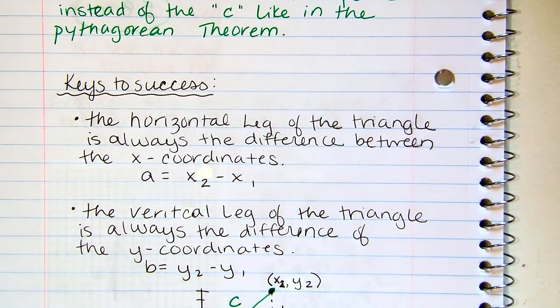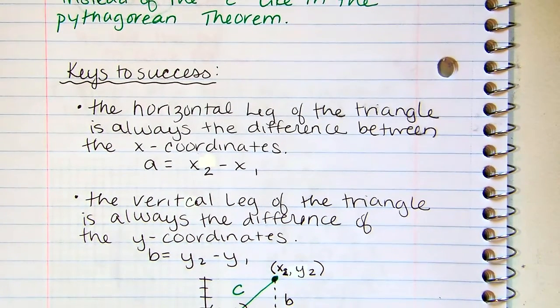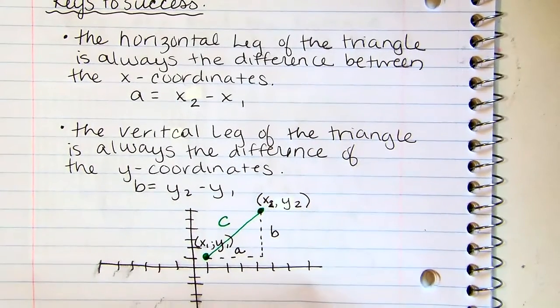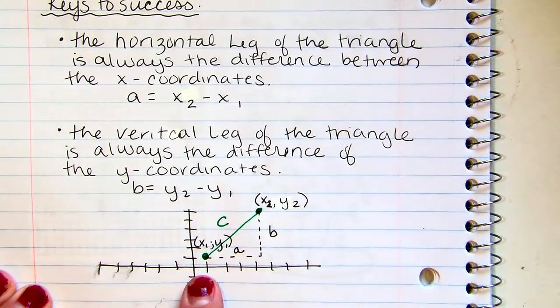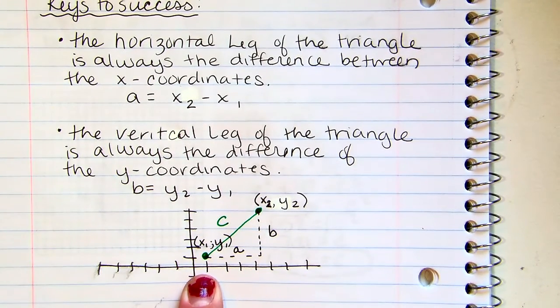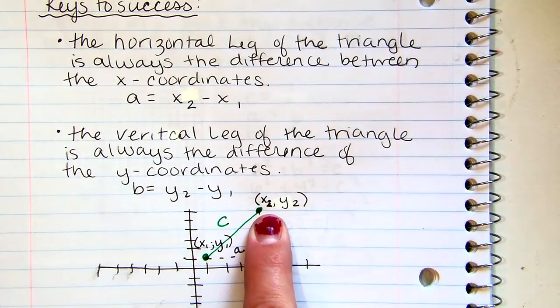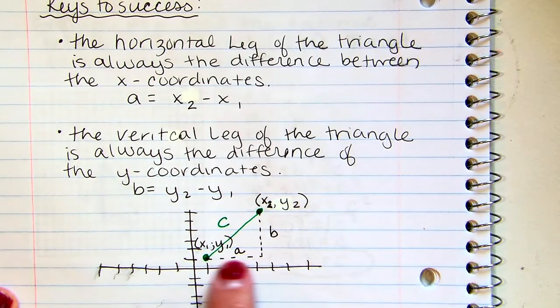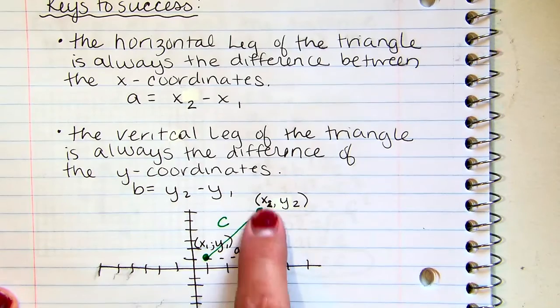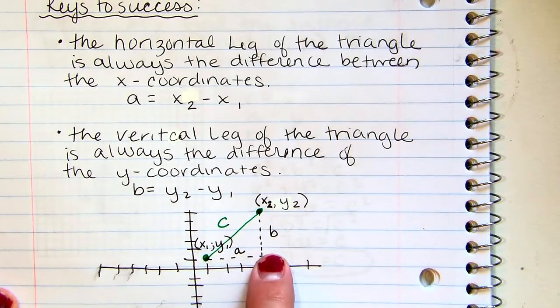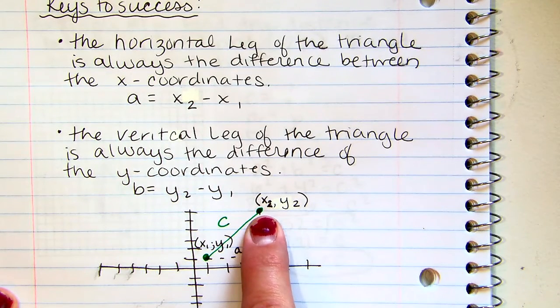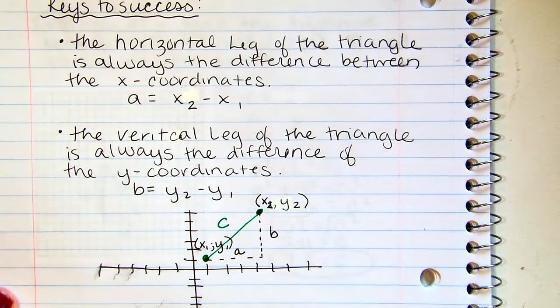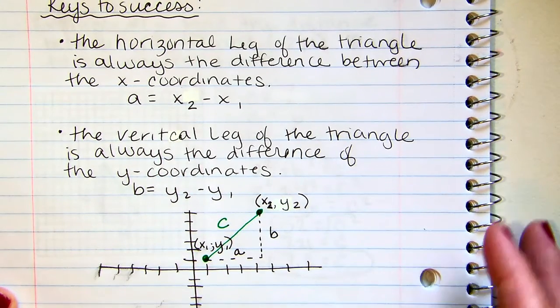Looking at this on a graph, just so you have a visual idea, here I have my graph. Because this is the first point I see, this is x1, y1. Because this is the second point I see up here, this is x2, y2. My A is the difference between my x's. My B is the difference between my y's. The C is our diagonal, our hypotenuse, our distance. So keeping this in mind, let's go ahead and get going on our examples.